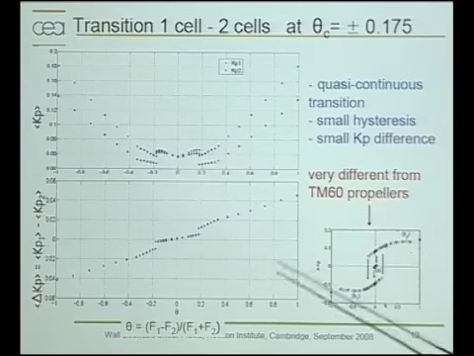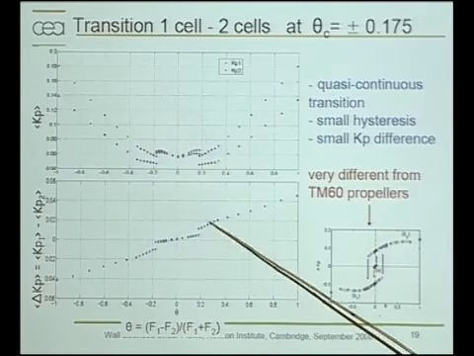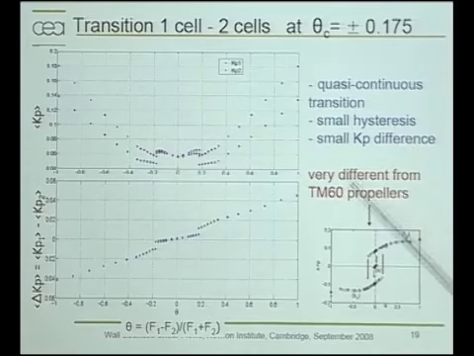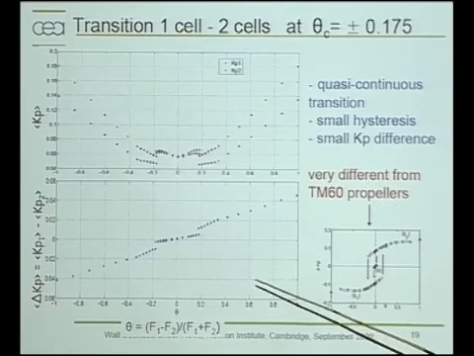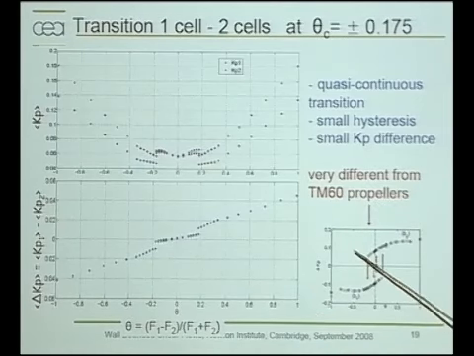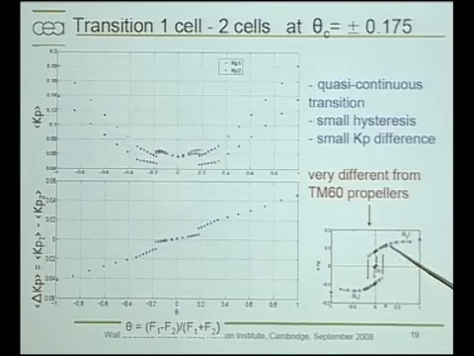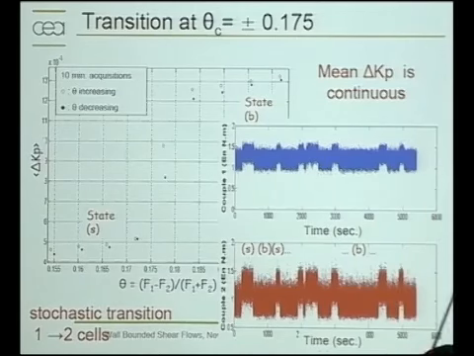And in fact, we can draw the same diagram I showed you before. This is a delta Kp, the difference between the two reduced torques in the experiment. So you see there is a small transition here, but a very small hysteresis and a very small Kp difference. And it happens to be quasi-continuous. This is very different from the other transition I showed you before with different propellers.